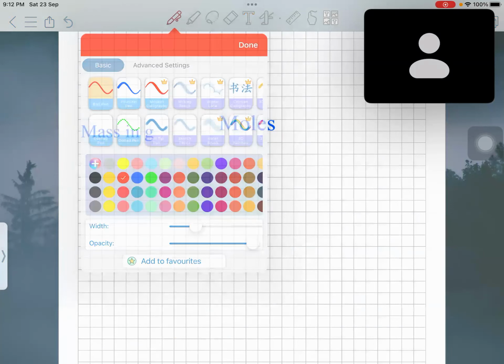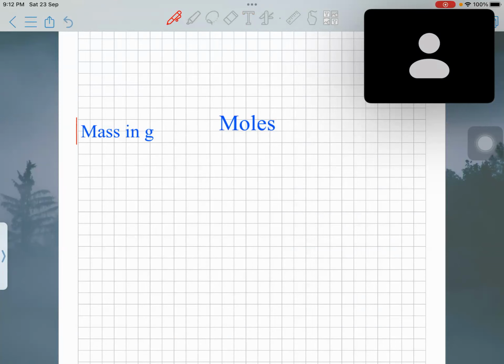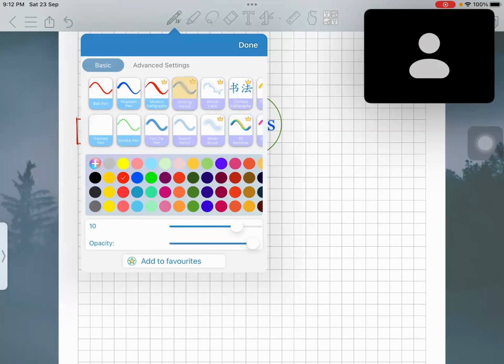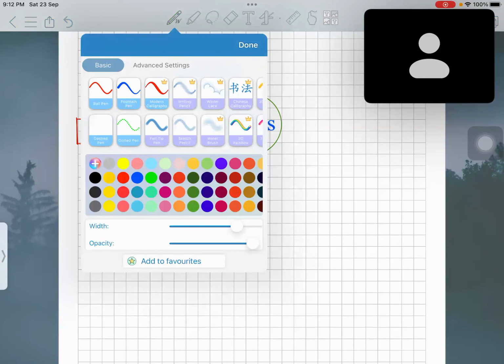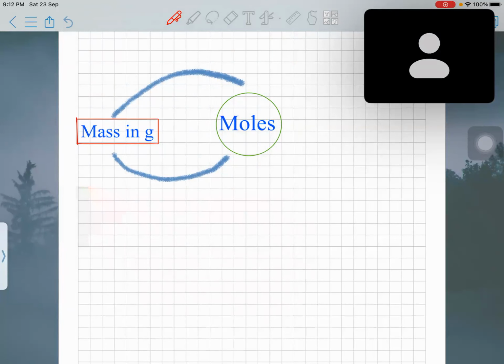So Saad, we can convert mass in gram into moles. How? We can convert mass into moles and moles into gram. Sir, the topic's name is? This is magical map, right?